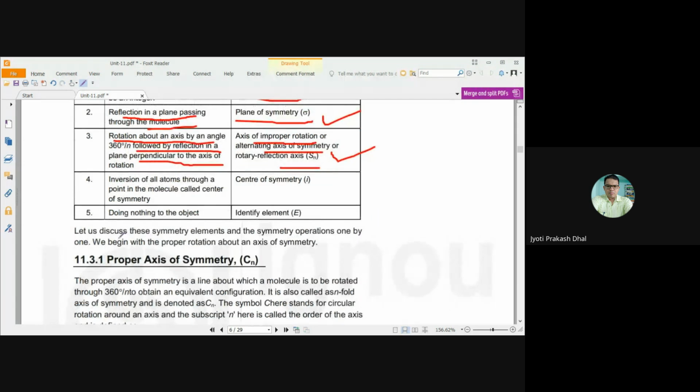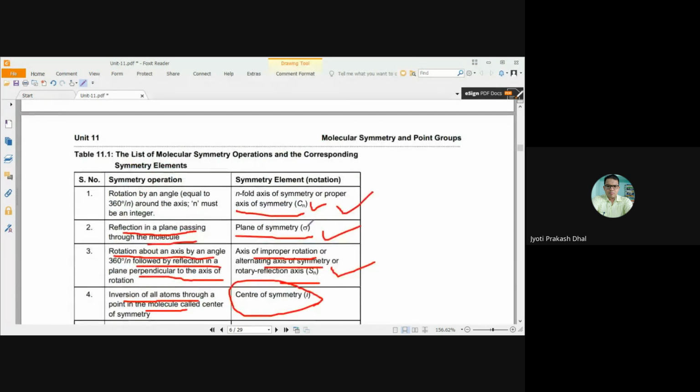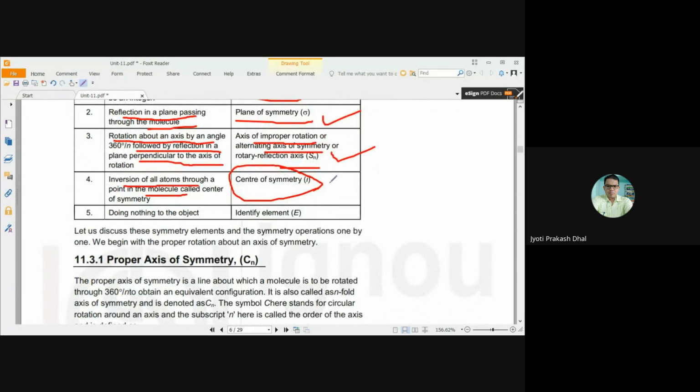And the fourth one is inversion of all the atoms through a point of the molecule, that is called center of inversion, also known as center of symmetry, I. All these different symmetry elements we will discuss in detail. And the fifth one is doing nothing to the object, that is called the identity element, E.